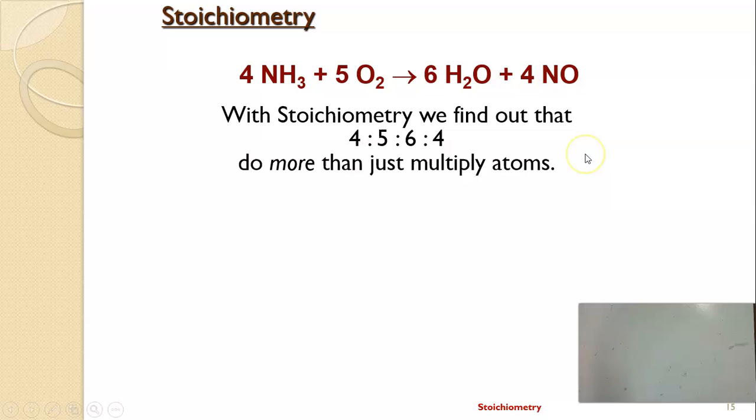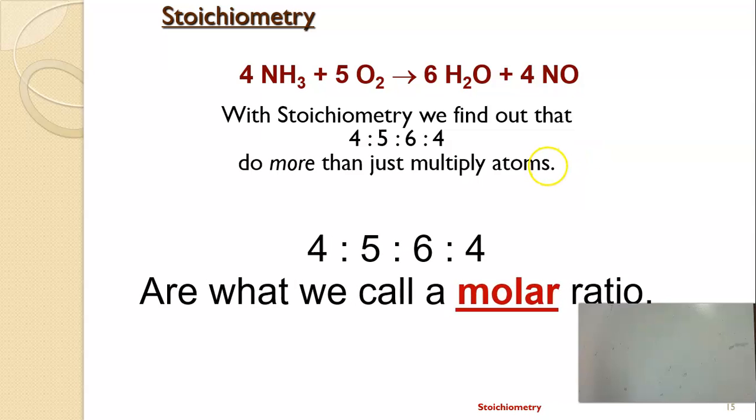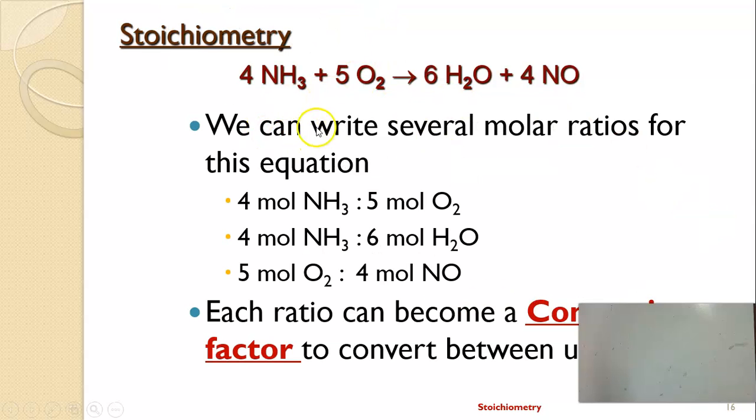With stoichiometry, we find out that 4 to 5 to 6 to 4 do more than just multiply atoms. With stoichiometry, we call these a mole ratio, or a molar ratio. We can write several mole ratios for this equation. We can write 4 moles of ammonia to 5 moles of oxygen, 4 moles of ammonia to 6 moles of water, 5 moles of oxygen to 4 moles of nitrogen monoxide.